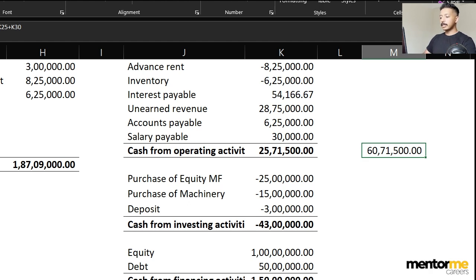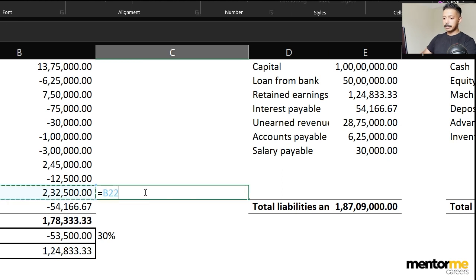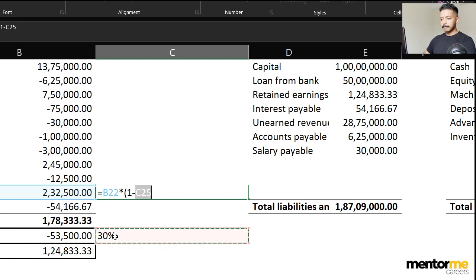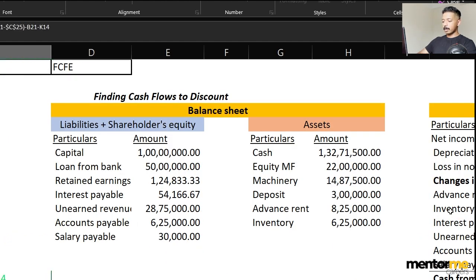In case of FCFF, you will have to take EBIT, post tax. So it will just be the operating profit post tax, 1 minus the 30%. The reason we are taking EBIT is because interest is a part of the cash flow for the debt holders as well, so it doesn't make sense to reduce that. So we have taken EBIT post tax, then we will add the depreciation, and then the calculation is very similar. The loss and non-operating activities, we will add back, and then we have the working capital changes.